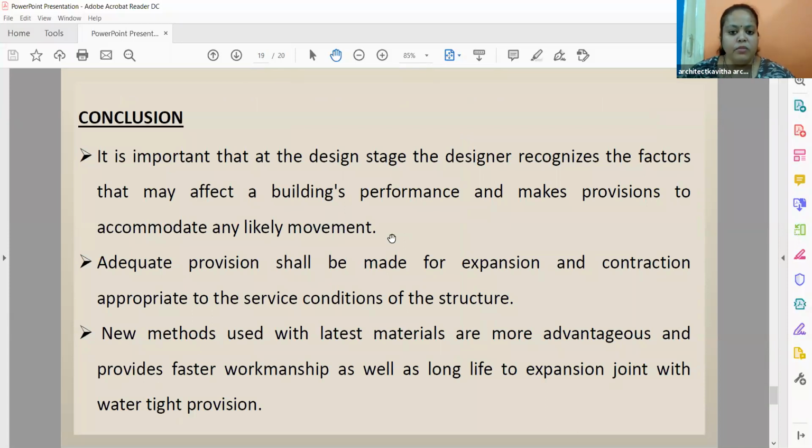So we have almost come to the last one. So what is the conclusion? It is important that at the design stage, the designer recognizes the factors that may affect a building's performance and makes provisions to accommodate any likely movement. So when you're designing a building, not necessarily every building should have an expansion joint.